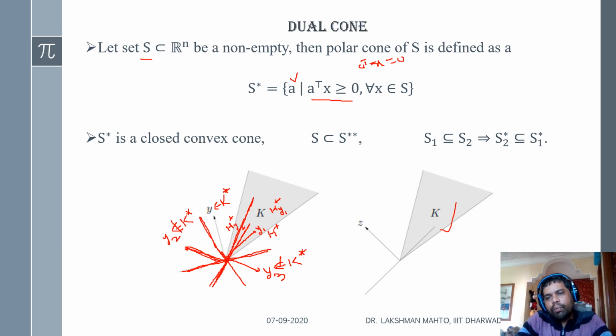So one example is already given here. I will give an algorithm through which you can find the dual of a given set. So how can you find it? The algorithm is like this. What you do? First find the extreme directions. It has two extreme directions, one is this one, another is this one.